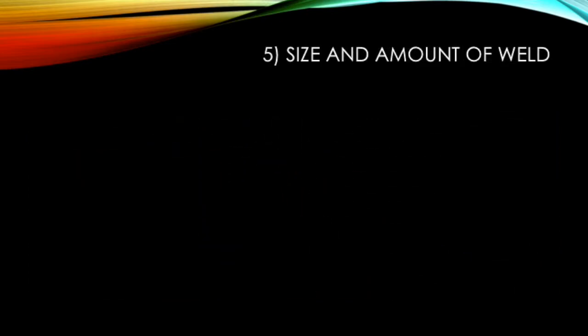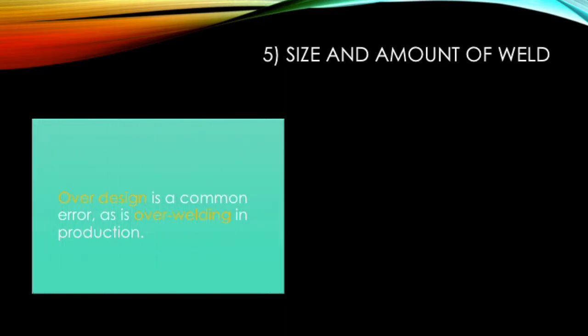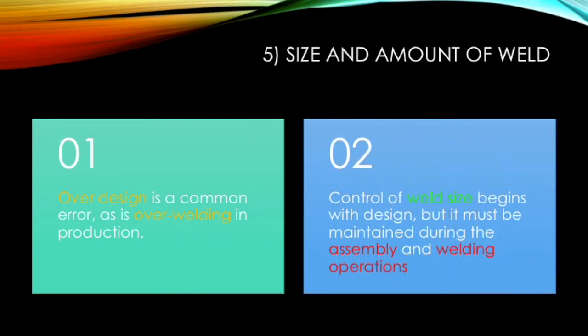The second last is the size and the amount of weld which we are going to use, and sometimes what we do is over-designing. Over-designing is uncommon, and it reduces the efficiency, increases the production time and cost. So the control of weld size begins with the design itself, and all the assembly, forming, etc., all those operations are required to be considered.